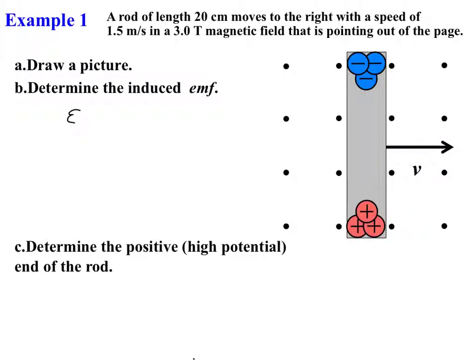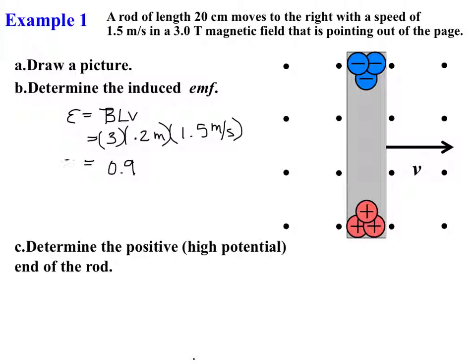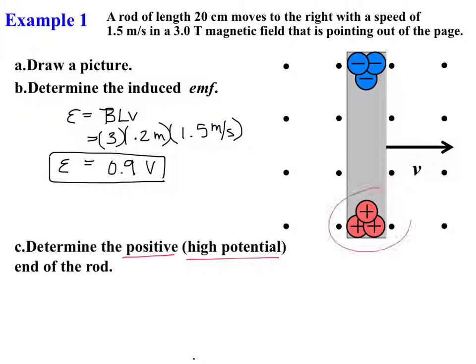Again, that's sigma is equal to BLV. Our magnetic field strength was 3. Our length of the rod was 20 centimeters or 0.2 meters. And then the velocity was how fast it was moving, 1.5 meters per second. Again, in putting all this together, you get 0.9. If we're talking about EMF, then this has units of volts. And again, from our picture, we can use this to determine the area of positive or where we have high potential. Again, this is located at the bottom.